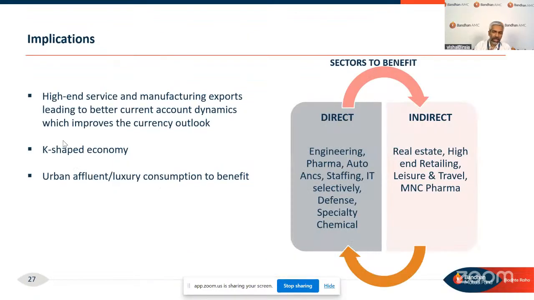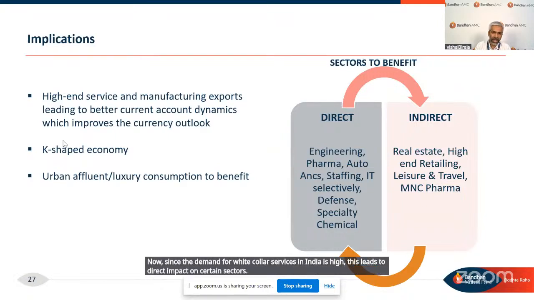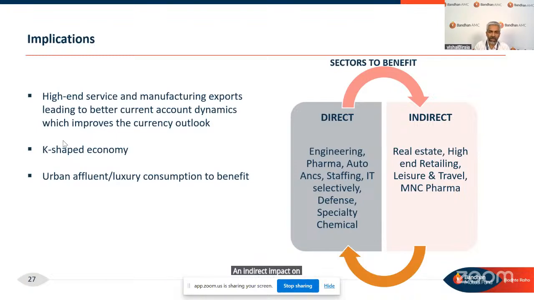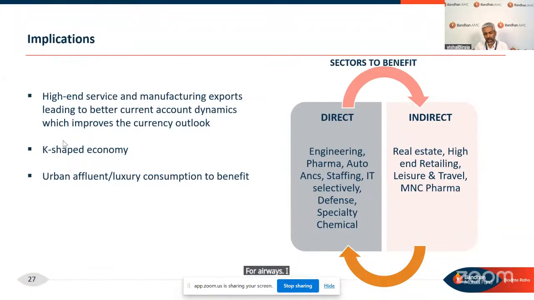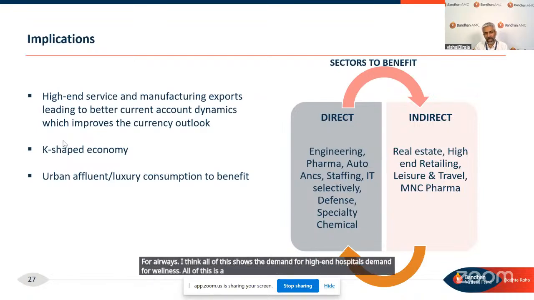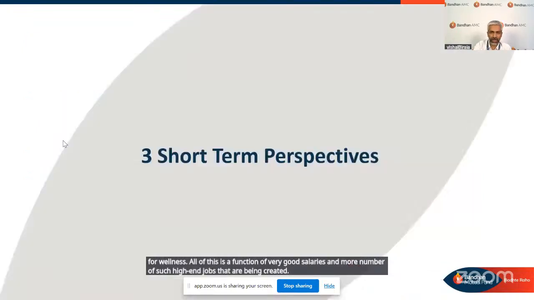Now, since the demand for white collar services in India is high, this leads to direct impact on certain sectors and indirect impact on a lot of sectors. So, high end retailing, real estate, leisure and travel. You would have seen the way hotel prices are, the way ticket prices are for airways. I think all of this shows the demand for high end hospitals, demand for wellness. All of this is a function of very good salaries and more number of such high-end jobs that are being created in India and abroad.